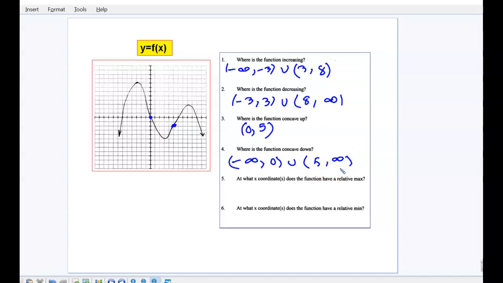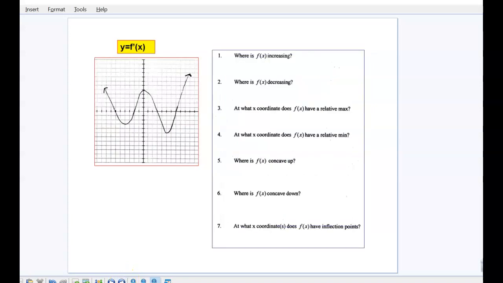Any x coordinates of relative maximums? We'll have a relative maximum at -3 and also at +8. And I have a relative min at x equals +3. So again, reading those values off the graph of f of x is fairly straightforward. Where it gets interesting is when we're looking at the graph of f prime.